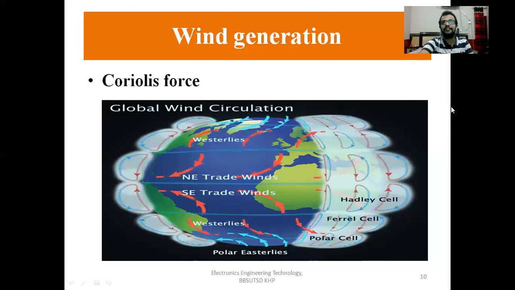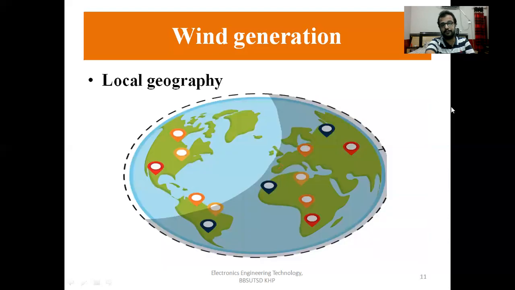So self-rotation is an important factor in wind generation. In other words, the Coriolis force affects the direction and speed of the wind. Because on our generation side, if we are going towards the turbine, it's important to analyze the speed and the direction of the wind. So the speed and direction of the wind depend upon the Coriolis force.